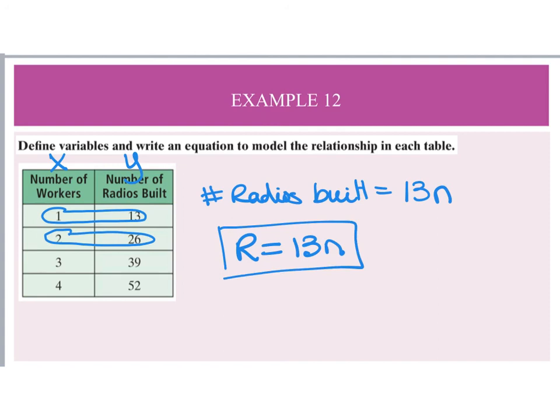Again, let's just do a quick double check and make sure that it works. So I'm now going to pick this fourth spot down here. So if I take 13 and I multiply it by the number of workers as 4, 13 times 4 gives me 52, and if you notice, that's what I had right here. So I'm going to say that I'm probably on the right track.